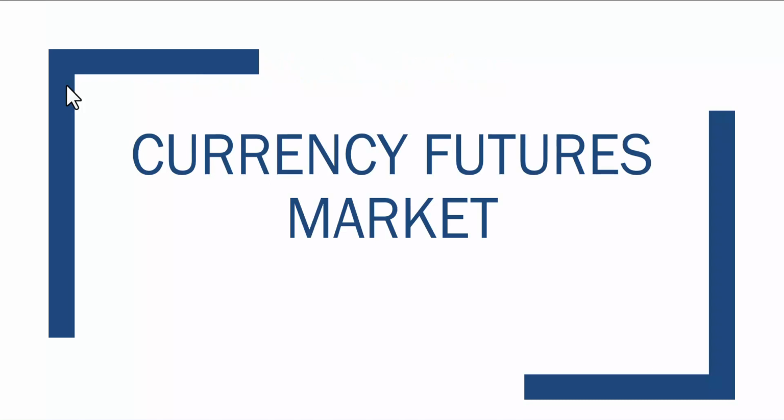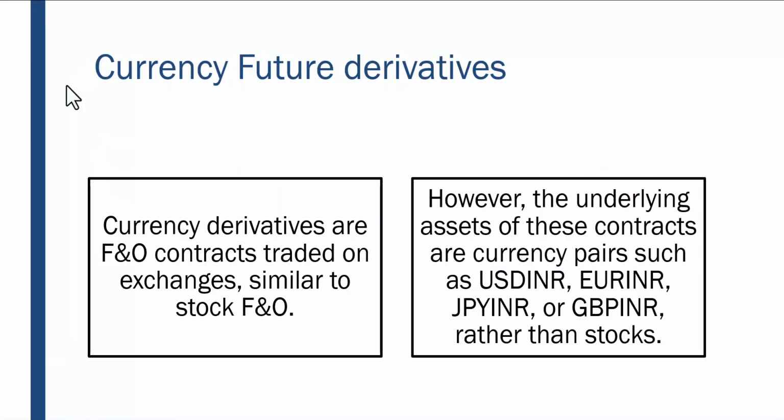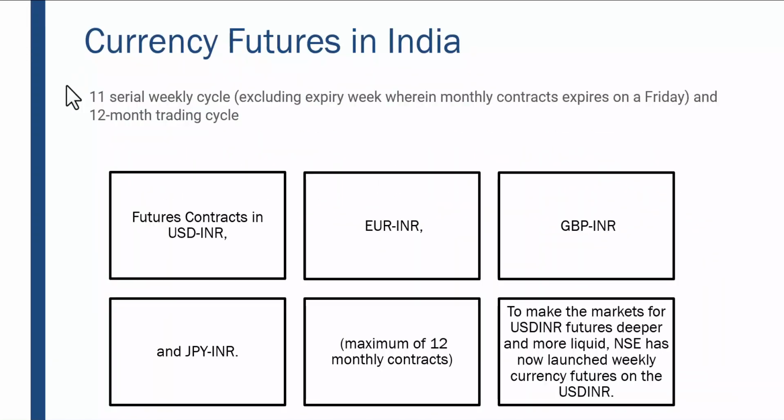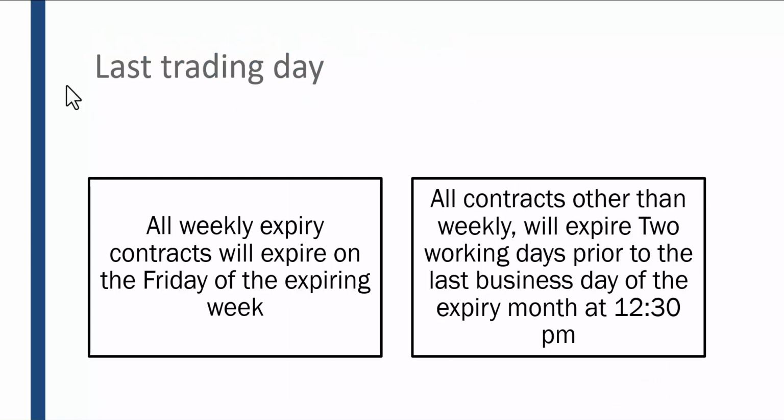So there's a little bit of theory, not much here. We have covered this. Now you'll understand what it is. All weekly expiry contracts will expire. All contracts other than weekly will expire 2 working days prior to the last business day of the expiry month at 12:30. So in this case, the second box, 2 days prior to the working day on 29th of January was the date. So the transaction is happening on the last working day.